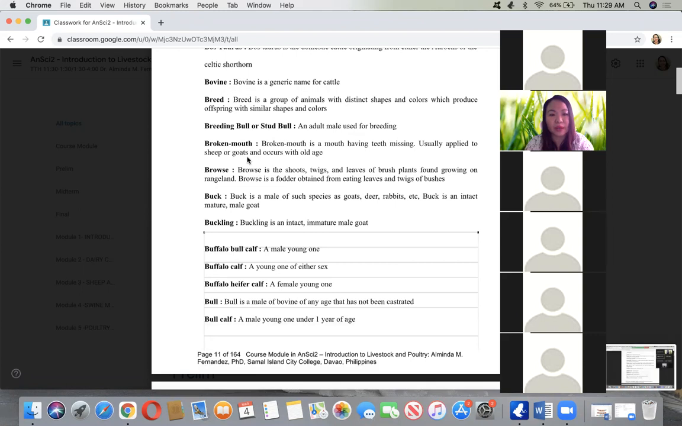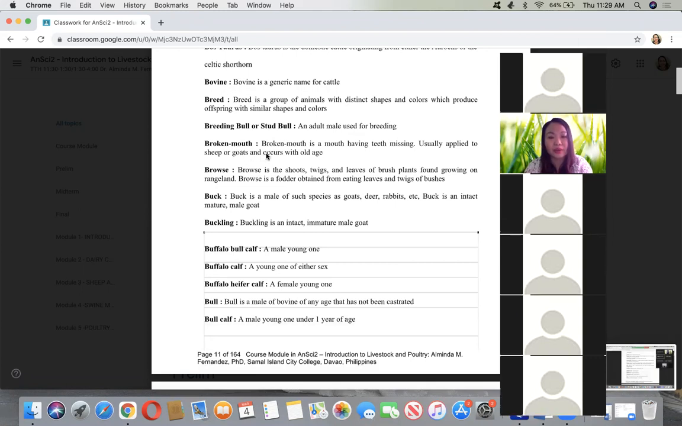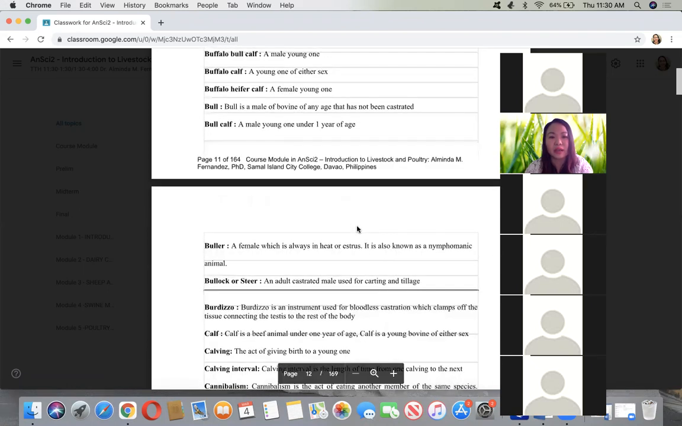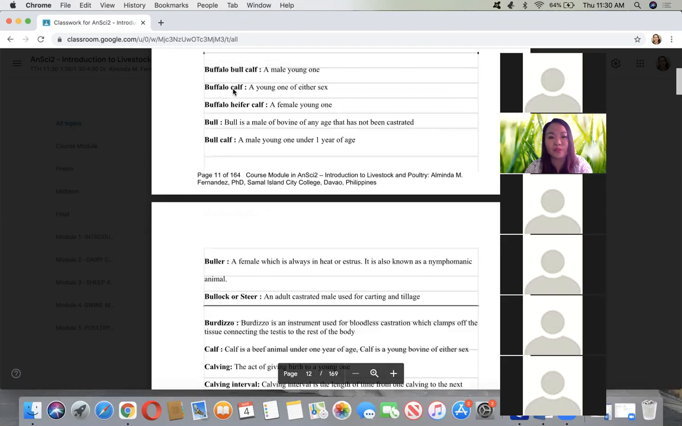And we also have broken mouth, no? If the teeth are missing. Browse is the shoots, twigs, leaves of brush plants. Buck is a male of species like goat, deer, rabbits, no? And buckling is an immature male goat. Buffalo bull calf, male young, and buffalo calf, young of either sex. Buffalo heifer calf, female young one.